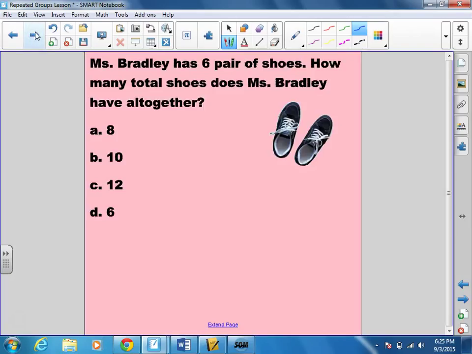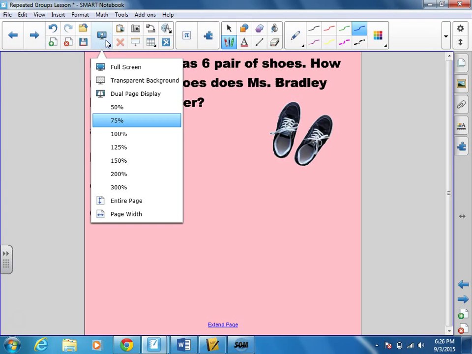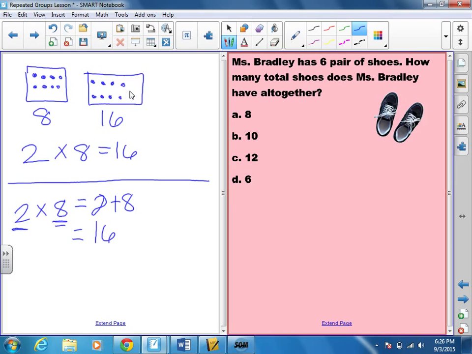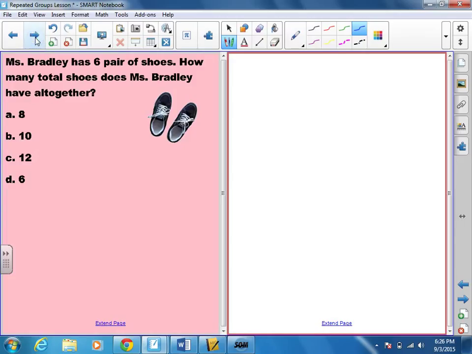Here, parents, again, if you would like for your child to try this problem first, pause the video. Now, let's solve. Again, I'm going to split the screen so that you can see the word problem as I'm working through it. Miss Bradley has 6 pair of shoes. How many total shoes does Miss Bradley have altogether?